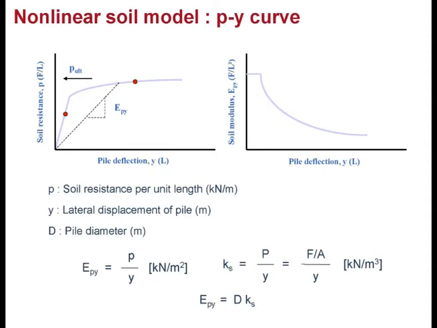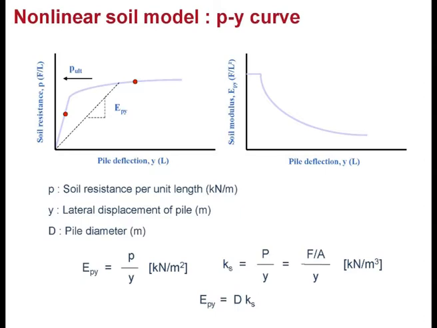So if you plot P versus the horizontal deflection like here, due to the applied loading, the soil reaction has this kind of behavior. Originally there is a steep slope, and then gradually it goes up to a certain point. This kind of behavior is a typical one. We call this a PY curve. It's a nonlinear soil reaction curve.